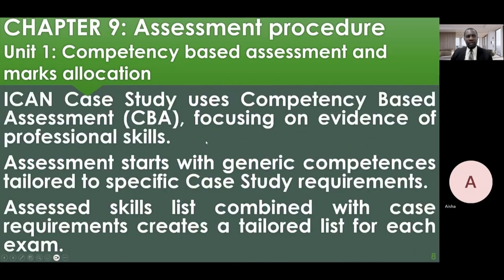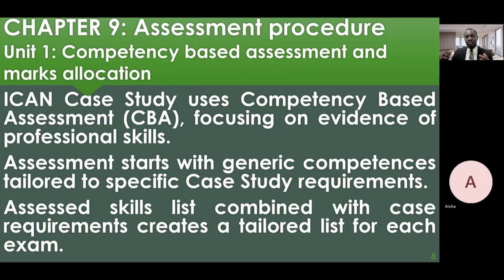Okay, so the ICAN Case Study exam uses competency-based assessment. When we speak to competency-based assessment, there are some criteria that you need to understand, and that's what the competency-based assessment means. There are criteria you need to fulfill or achieve to be able to be competent. I'll be looking at that subsequently. So that focuses on the evidence of your display of professional skills. So your display of professional skills will be assessed, and that determines your competency.